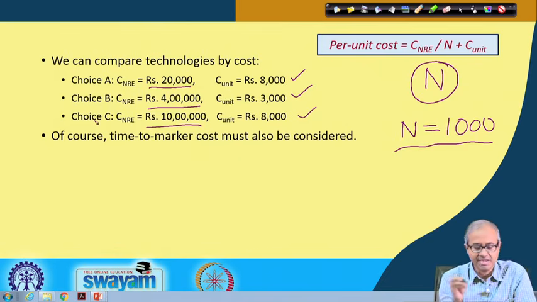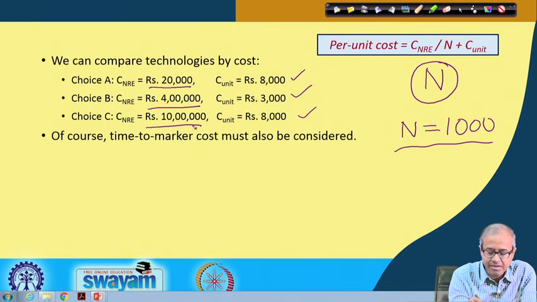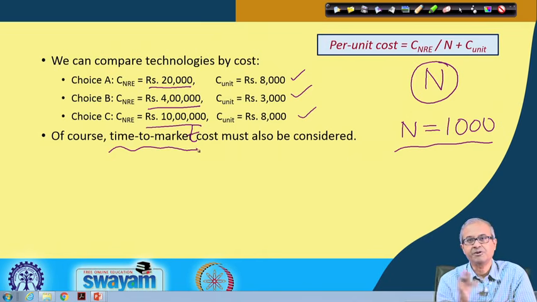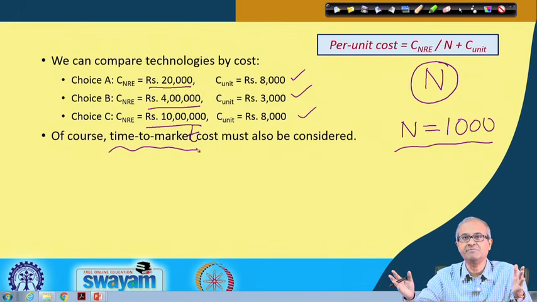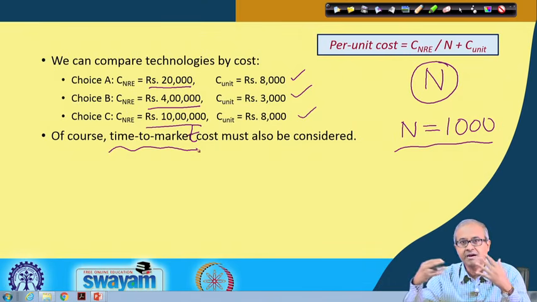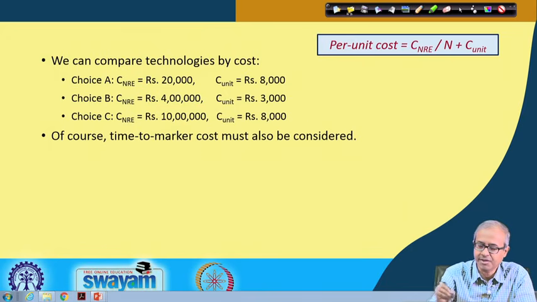Not only that, you will also have to consider the time to market cost, because maybe one choice is good in terms of cost, but you are taking a long time to start that machine, because installing, training and just using that machine requires much more time. That also you need to consider, that not only the cost, but also the time to market. Okay.